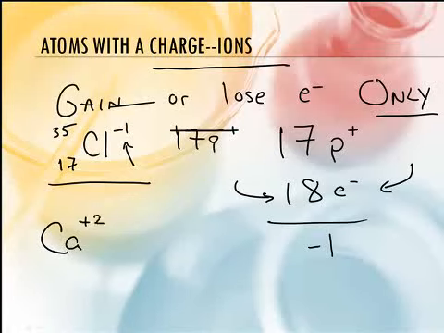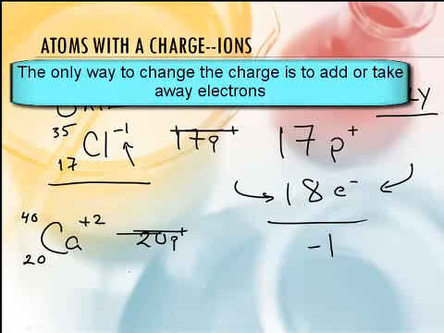Actually, let's do the reverse here. Let's say there's an ion called calcium, and calcium has a charge of positive 2. Now, if you look at the periodic table, its numbers are 20 and 40 right here. That means it's going to have 20 protons. Notice the protons don't ever change; the atomic number is always the same.